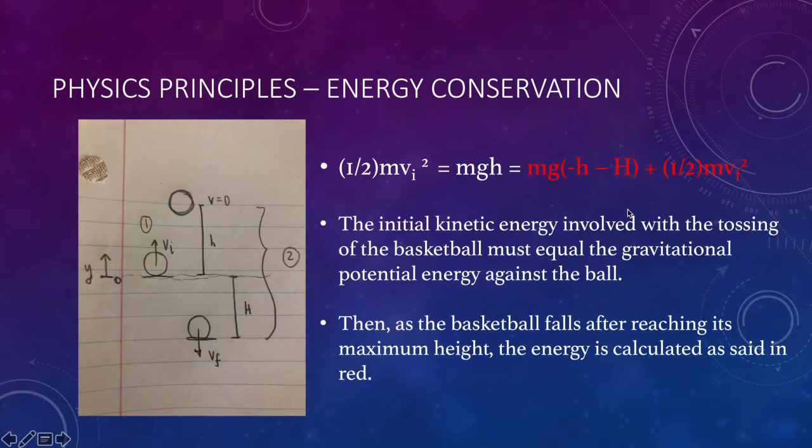Looking at this diagram, we can see the physics principles involved with the energy conservation in this lab. After the ball leaves the hand, it has an initial velocity and initial kinetic energy. This kinetic energy must equal the gravitational potential energy working against the ball. After the basketball reaches its maximum height, the energy is calculated afterwards, mg times the total height the basketball fell, plus 1/2 mv final squared to represent the kinetic energy involved.